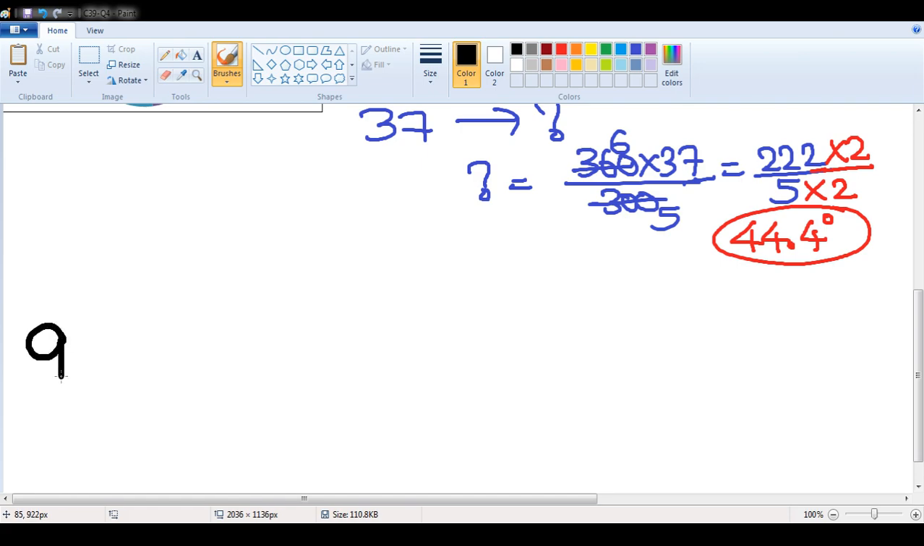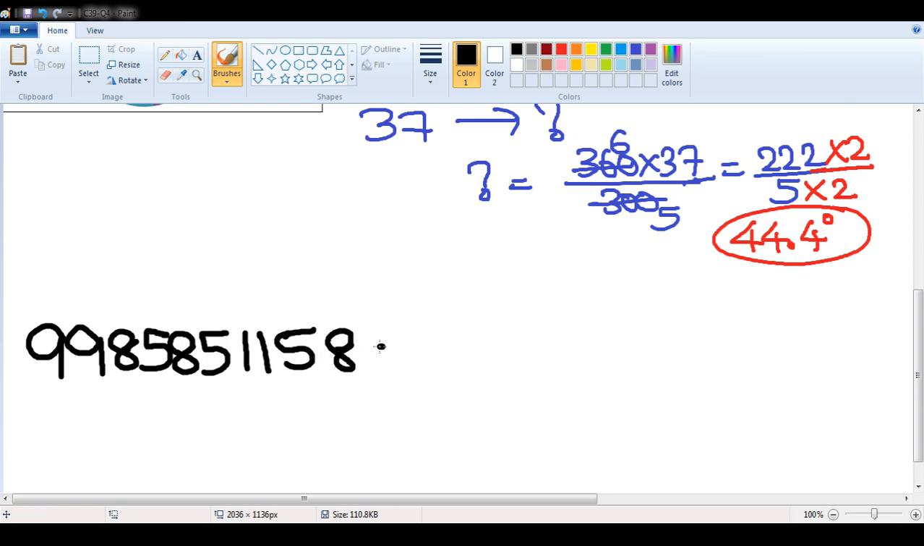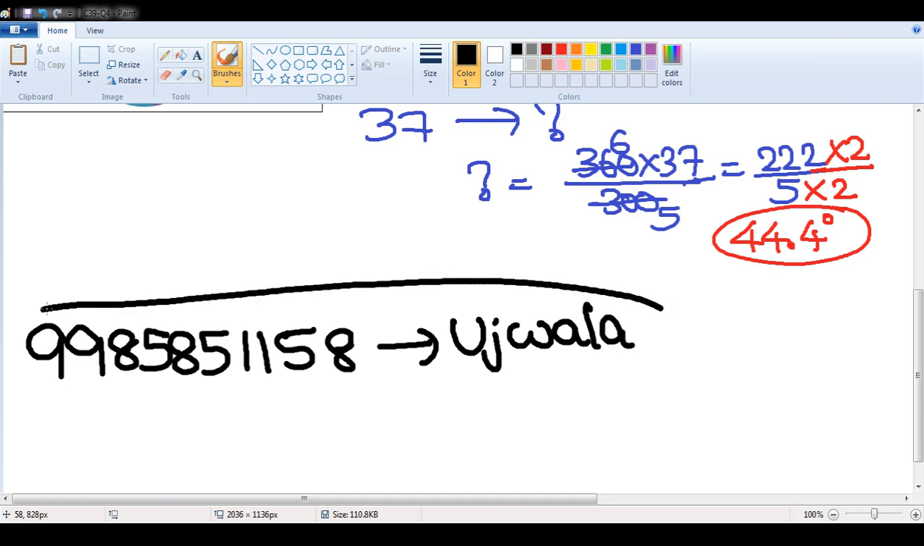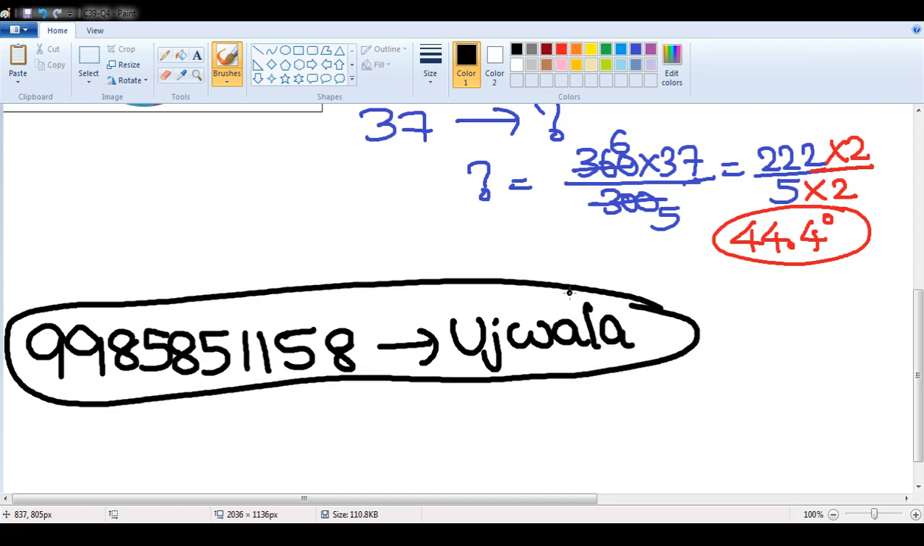Jagadish, please call madam right now. Madam will help you. 9985851158. Madam's name is Ujjwala. Please call her immediately, because by the time my class gets over, she will be outside. She might not pick the call.